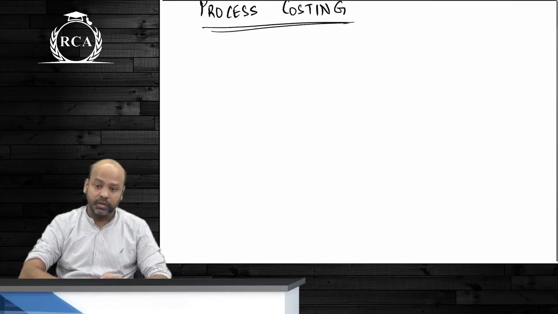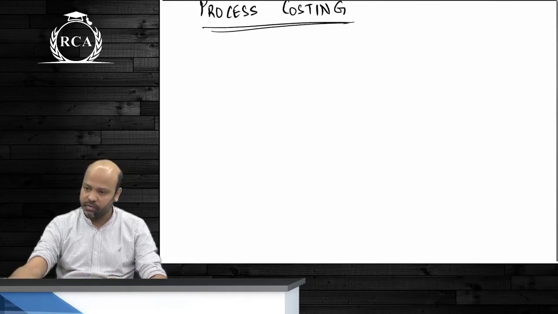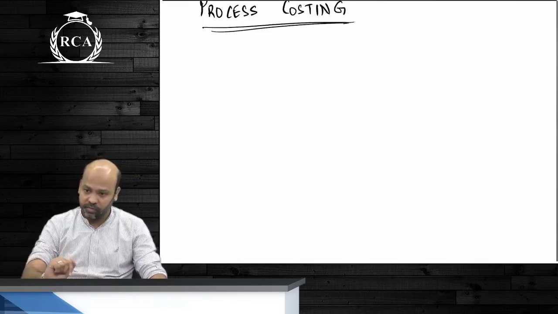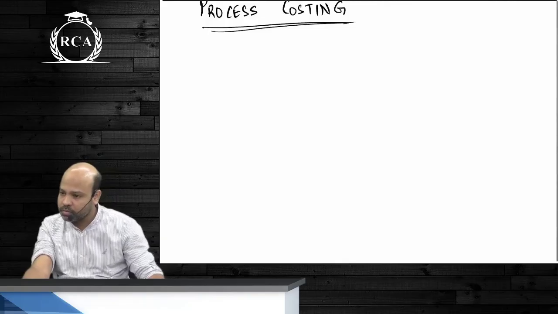Depending on the industry, guys, the method of costing will change. When I say depending on industry, if the manufacturing activity involves multiple processes, the output of one process becomes the input for the next process, we follow process costing, the topic that we're going to learn now.